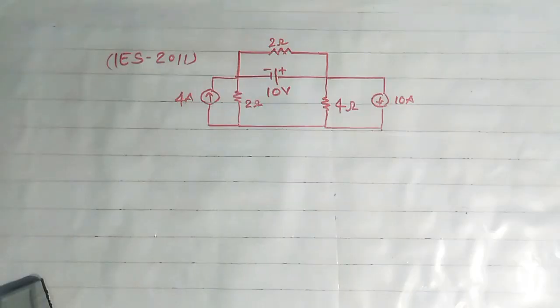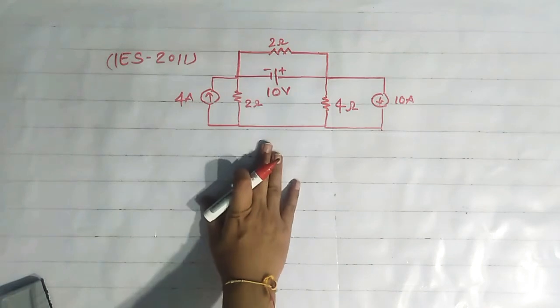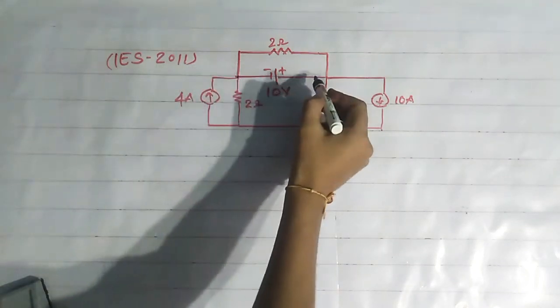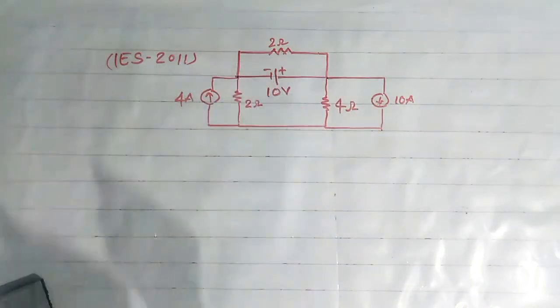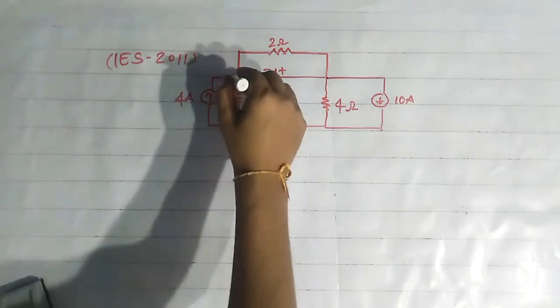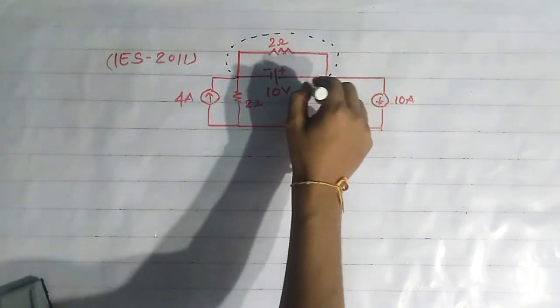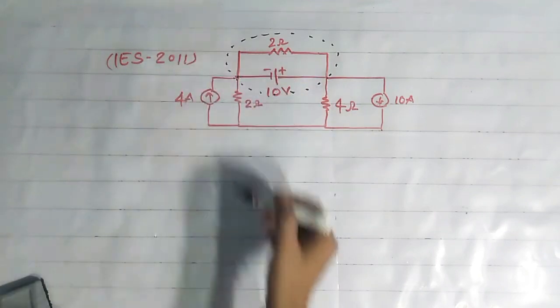Now see this question that has been asked in ES 2011. In this question we have to write the nodal equation for this circuit. So to write the nodal equation, here we have to analyze this circuit. Here in this circuit we can see that these two nodes are directly connected with this voltage source. It means we can treat this whole node as a supernode.